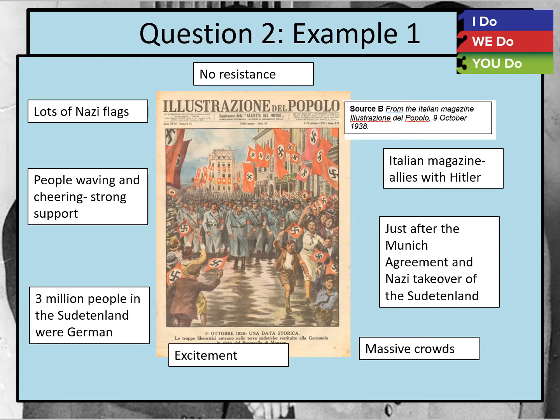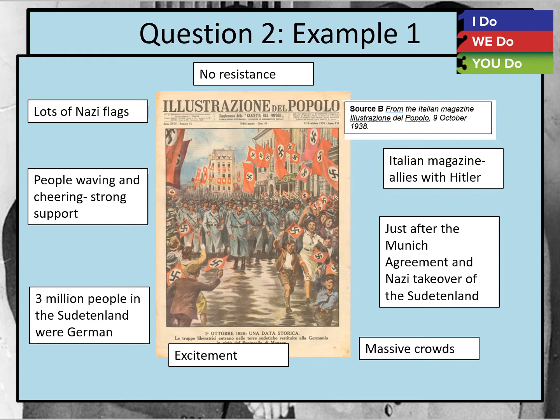What we know about the background of this is that 3 million people did live in the Sudetenland who would class themselves as being German. They were German-speaking people. Many of these people had been part of Germany prior to World War I and the signing of the Treaty of Versailles. So this is just after the Munich Agreement. It's actually, if we look at the date here, it's the 9th of October 1938. The Nazi army didn't actually march into the Sudetenland until the 10th of October. So this is an Italian look at what the takeover was going to look like.